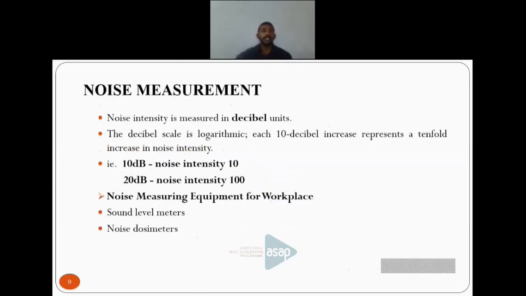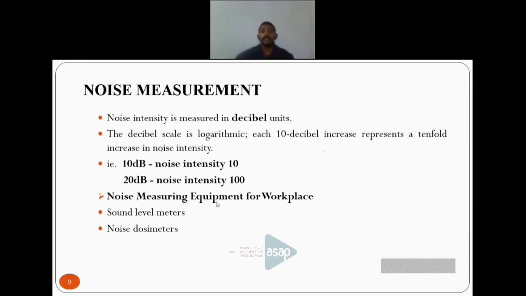Now let's see how noise can be measured. Already we've seen that noise is measured on the decibel scale, and a 10 decibel increase represents a 10-fold increase in noise intensity. 10 decibel means a 10-fold increase. If it is 20 decibel, the noise intensity will be 100, that is 10 into 10. If it is 30 decibel, the noise intensity will be 100 into 10, that is 1000. That is how the decibel increase relates to the noise intensity.